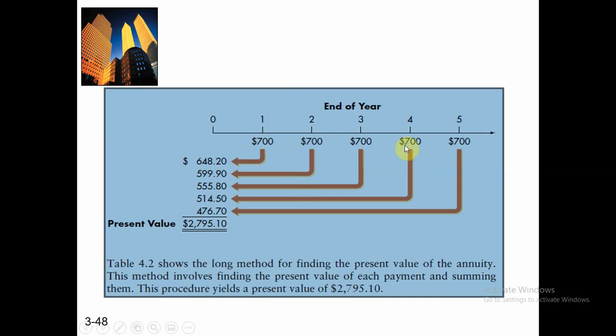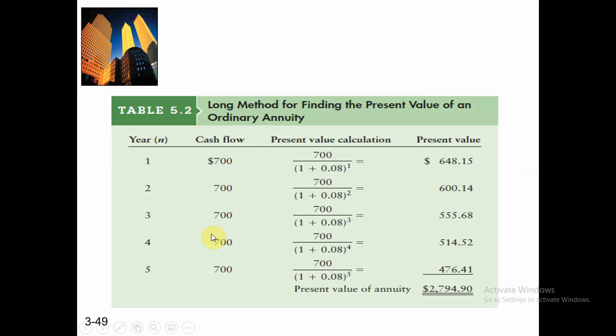As the time period increases, the time value of money concept applies more, and your present value will be less when you increase the time period. So here the time value of money concept is also affecting. So the total, if you are interested to buy these cash flows in the future, you need to pay $2,795 in present value.